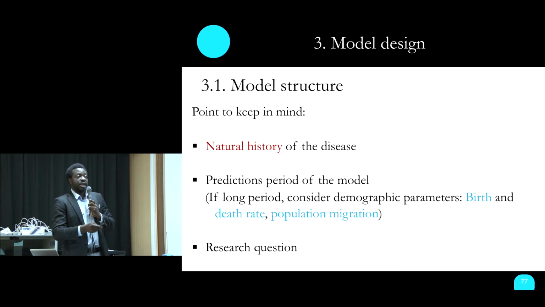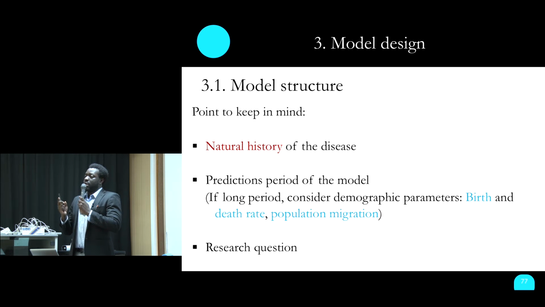So the third step is the model design. In the model design, there are some points to always keep in mind. The first is the natural history of the disease. The natural history is when a person is sick, and we try to see every step of how the disease evolves with no intervention, no medication, nothing. So we see what the different stages of the disease are. That's what we call the natural history of the disease.